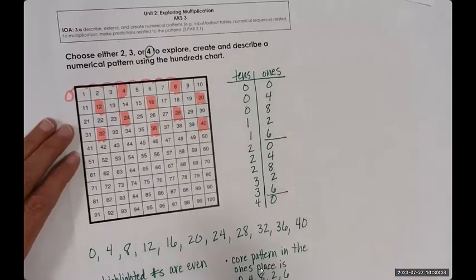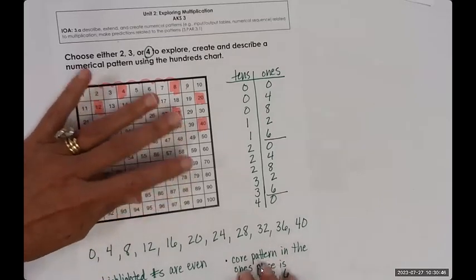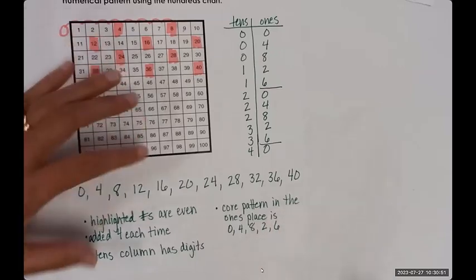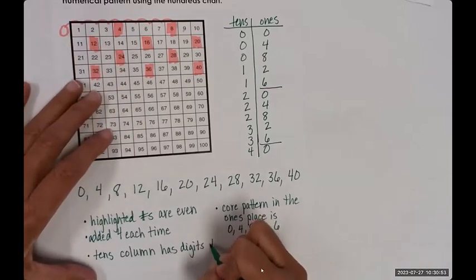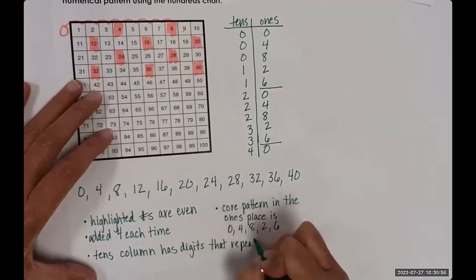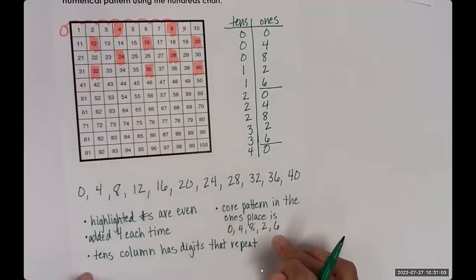So one of our noticings is that the tens column has digits that repeat, and you can have your students dig into this a lot more. Let me move this up so you all can see it. I apologize about that. Tens column has digits that repeat. And these are questions as you push into your groups and ask your students about.